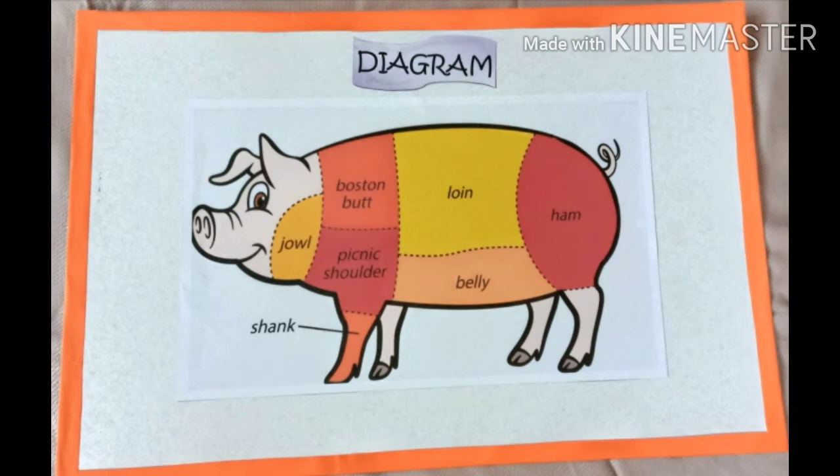Diagram. This is an example of a diagram. I will use this symbol for discussion. The objectives of this symbol is to identify suitable cuts of meat for various cooking and to become familiar with the basic meat cuts.